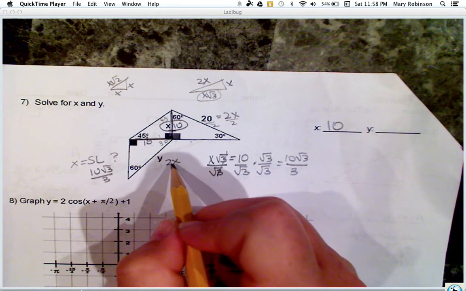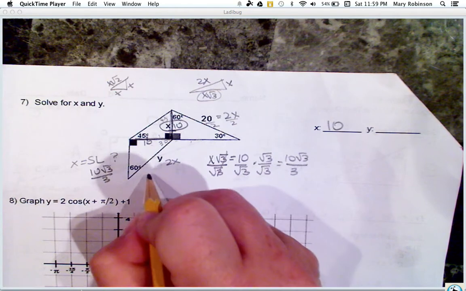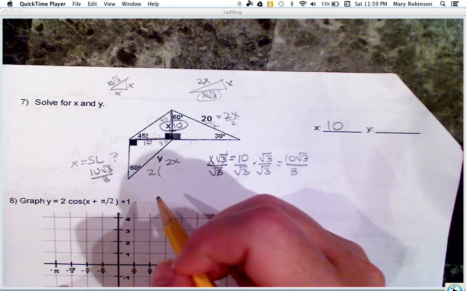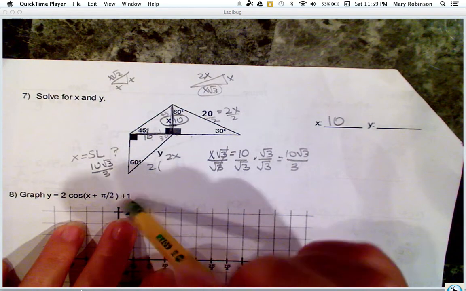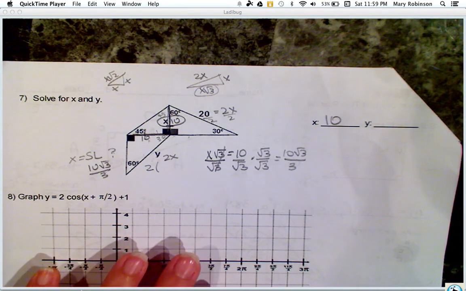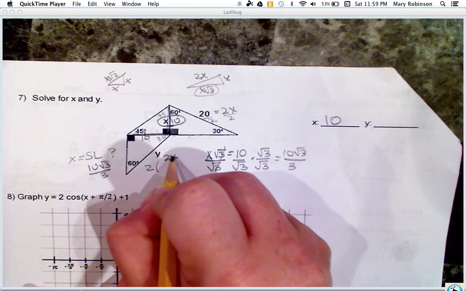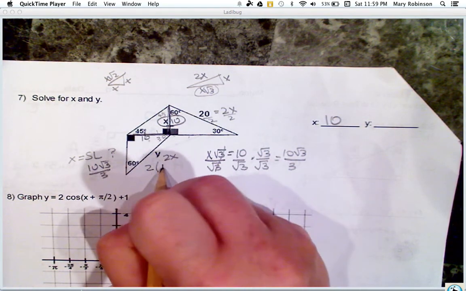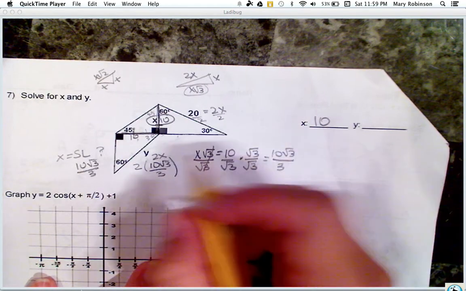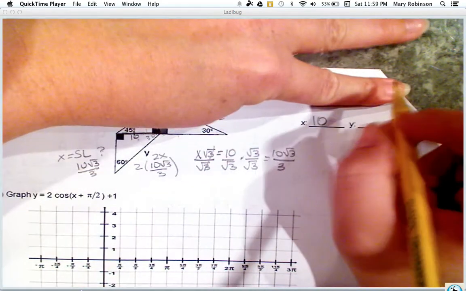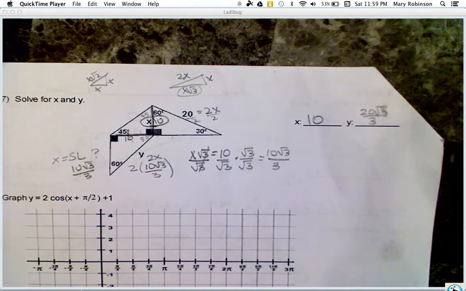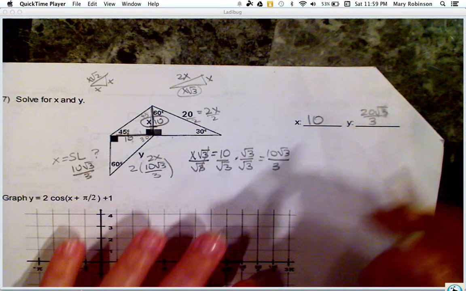Remember, your hypotenuse, which is this y value, is twice whatever the value of your short leg is. So your short leg is 10 square root of 3 over 3. So we need to take this 2 and here substitute our x value, 10 square root of 3 over 3, and multiply. And that will give us 20 square root of 3 over 3.